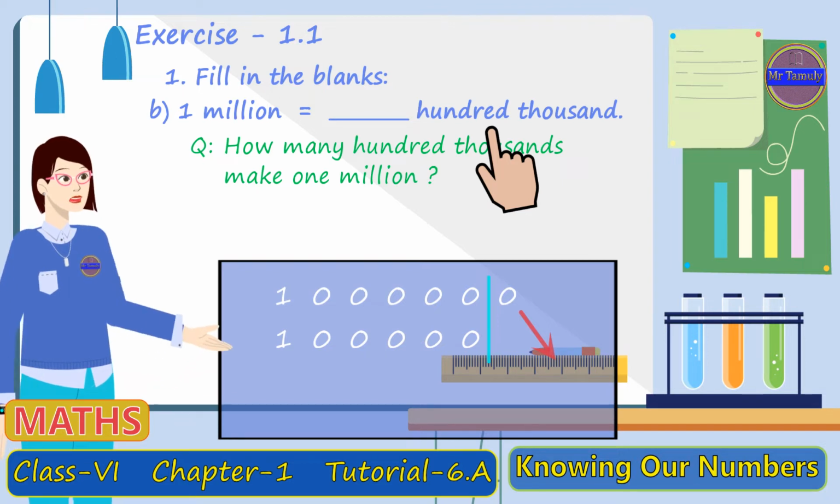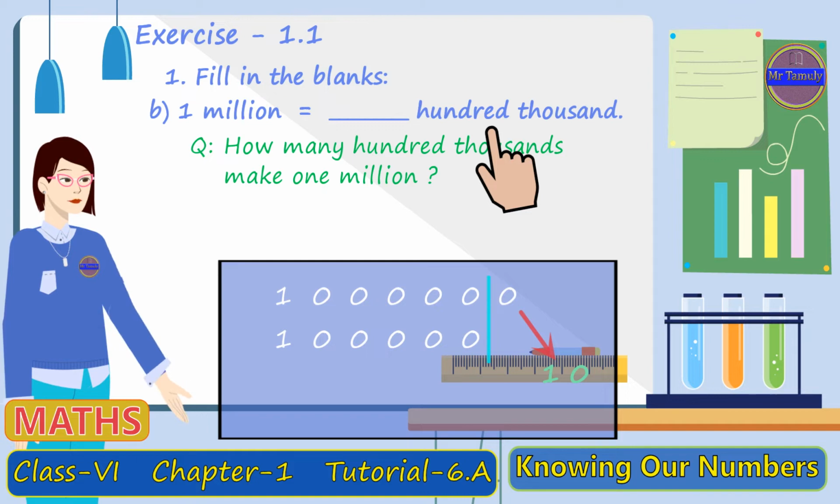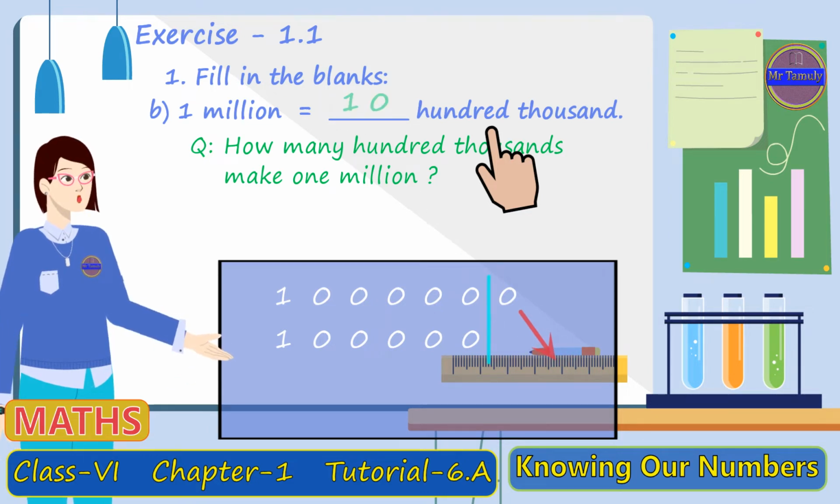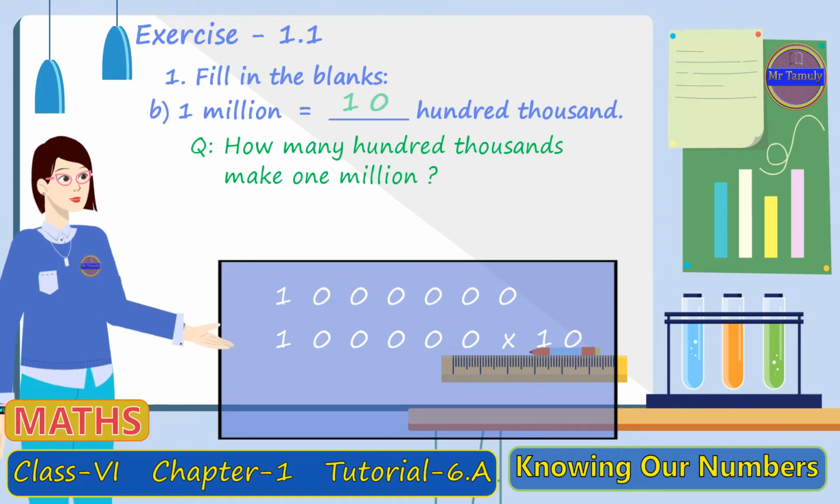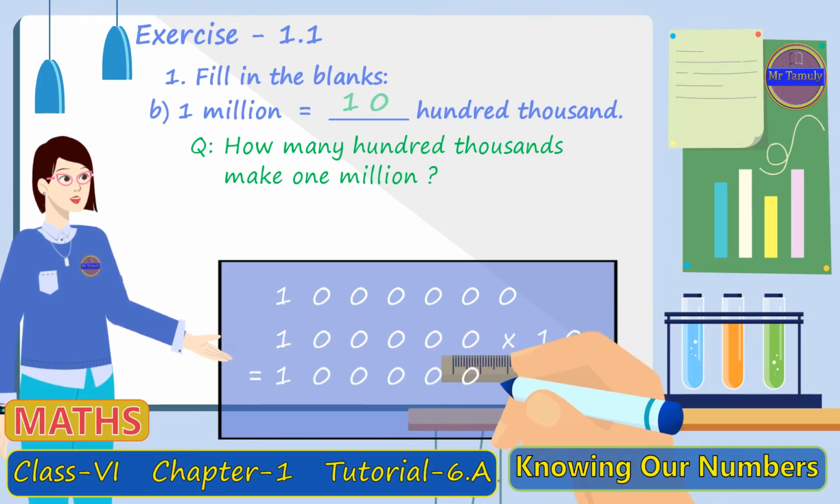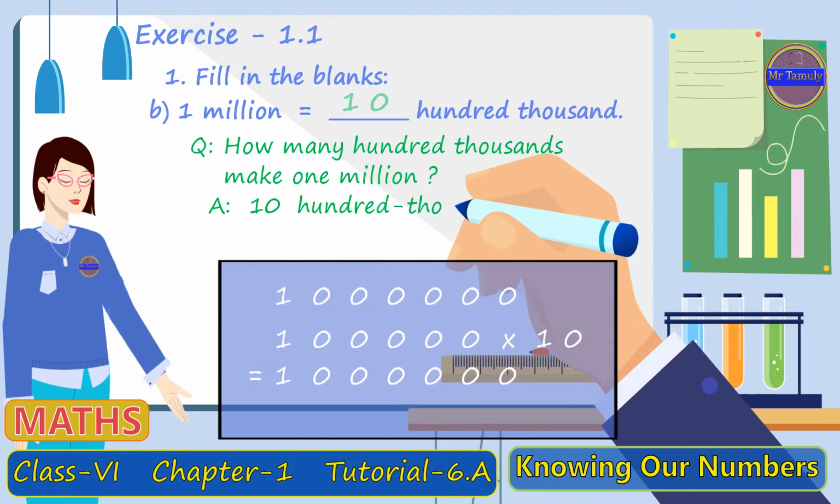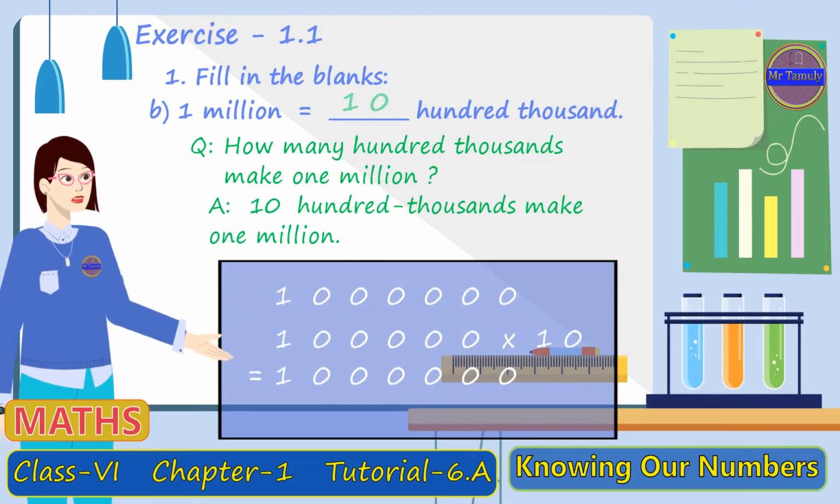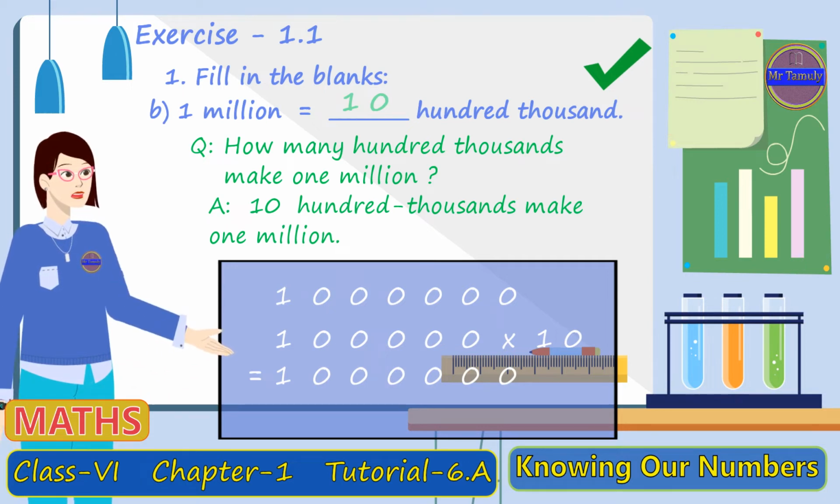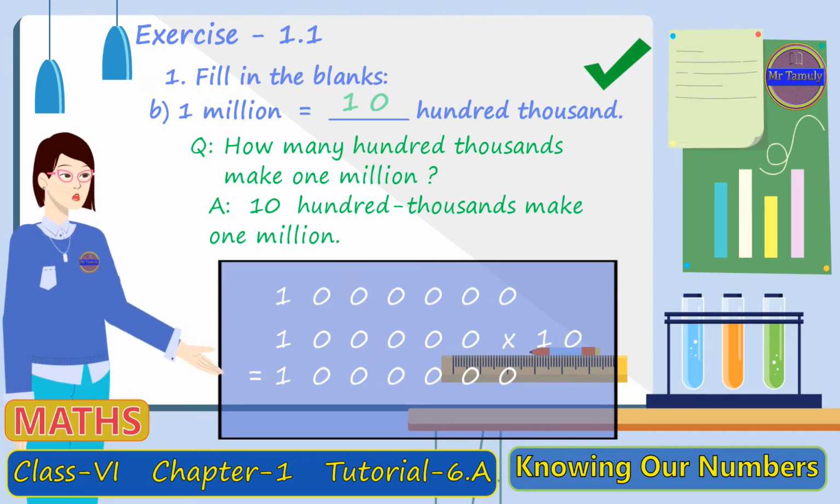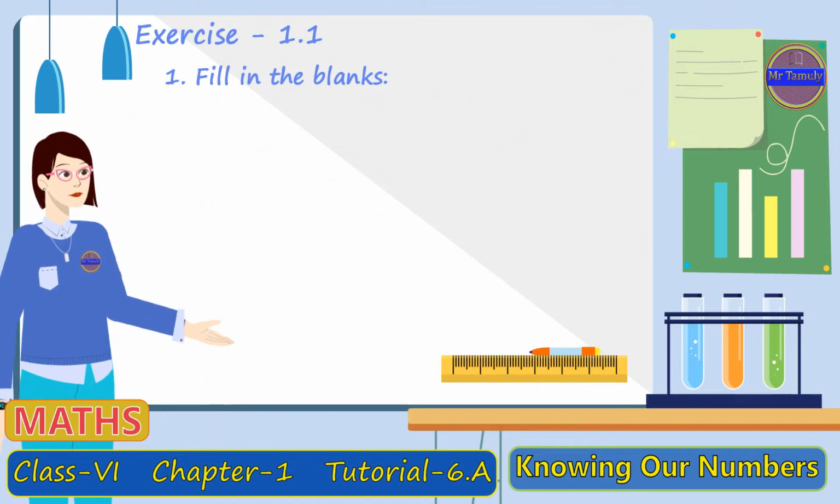So, again the answer to our question is 10. To verify your answer, you can multiply 100,000 by 10. The answer that you get is 1 million. Which means that 10 100,000s make 1 million. So your answer is indeed correct. Let us now take a similar equivalence question from elsewhere in the first chapter of the textbook.